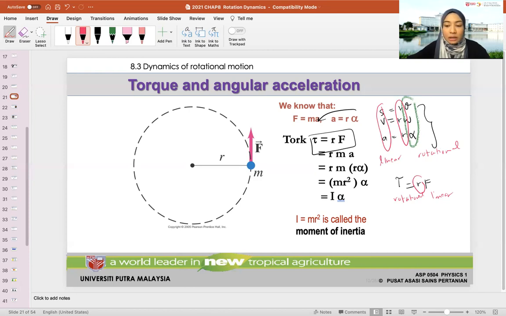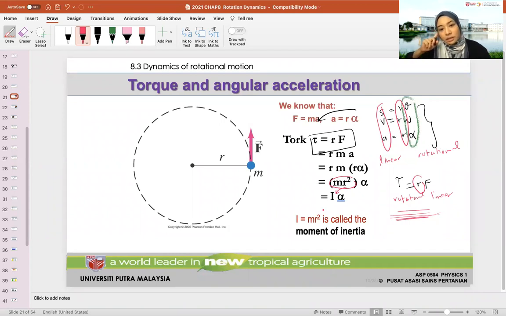So torque is equal to rF. You need to remember this. It's the only one that is different. So torque is equal to rF and we substitute F to be ma. So rma, where a is linear acceleration. This is just substitution, don't panic. So a is equal to r alpha. Now we have mr squared because we have two r's here, and it becomes alpha. Now this mr squared, we combine to become I, where I is called the moment of inertia. So this is our new term, moment of inertia.